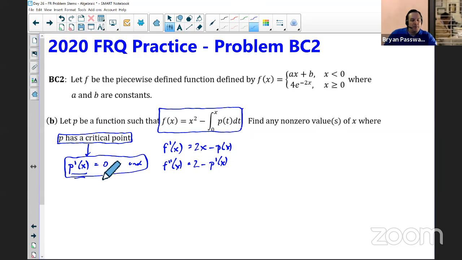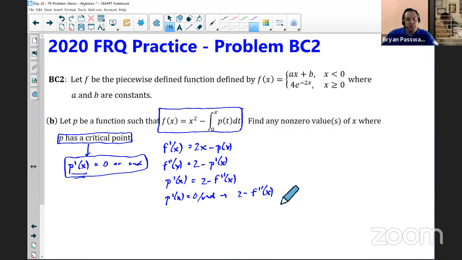And I want to know when P prime is 0 or possibly undefined. So I can maybe isolate this P prime, which means P prime in this case is just going to be 2 minus f double prime. It's kind of reversed, just some manipulation there, right? So our P prime equals this, and I want to know when this equation is 0 or undefined. That means for that to happen, 2 minus f double prime of x has to be 0 or undefined. Well, if we're solving this now I have something I can work with. That means that f double prime of x has to be equal to 2.